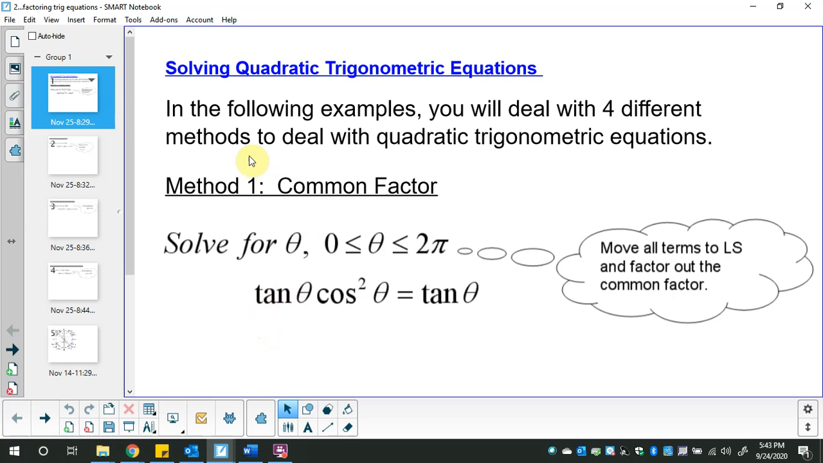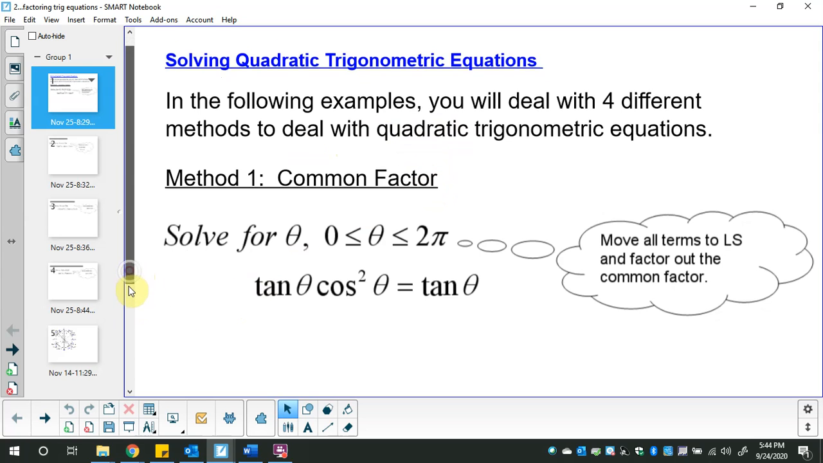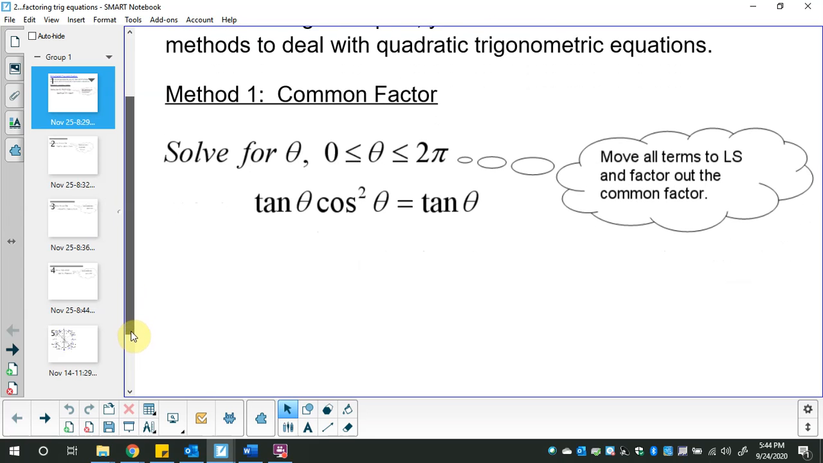So I'm actually lying to you, we're not going to solve quadratic trig equations, we're going to solve higher than linear trig equations. So I have 4 different examples. Some of them are quadratic, some of them are not. The first question is common factoring. So common factoring implies that you have something that is common, and I know that sounds pretty sarcastic, but I swear it's not.